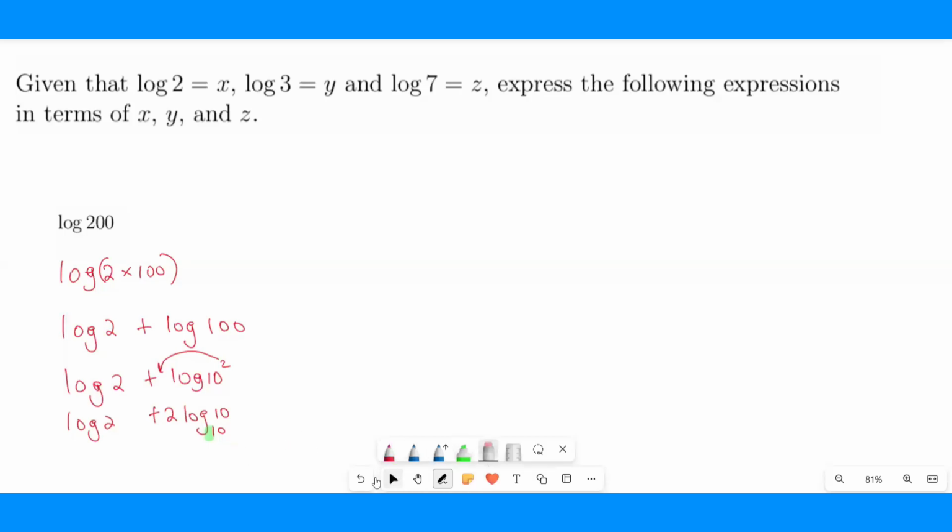So what this really means is that log 2 plus 2 times 1, because this part will give us 1. Okay, so finally, we do know that the log of 2 is x. So this is actually x plus 2 times 1 is 2. So it means then that the log of 200 can be represented as x plus 2. And there you go.